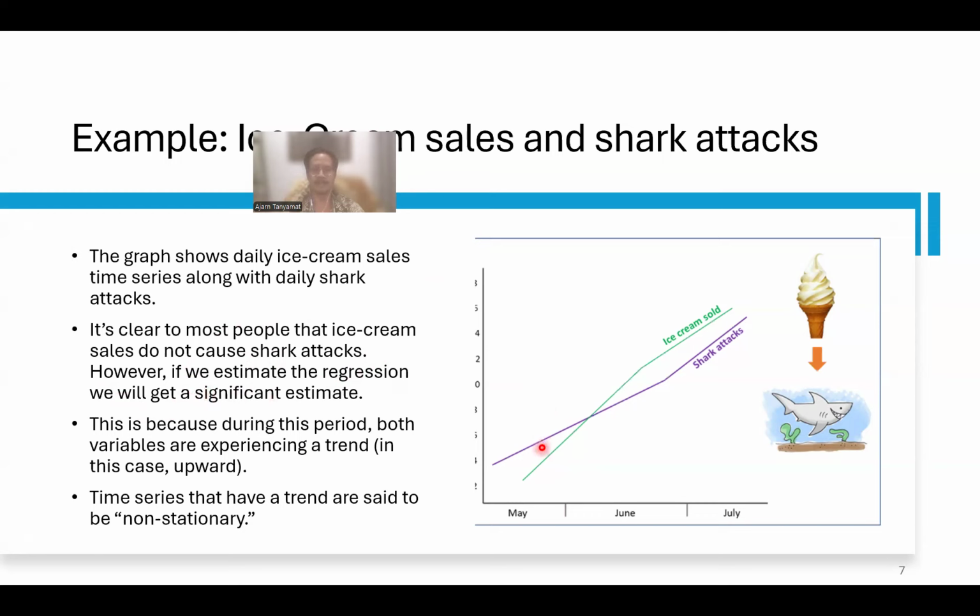Imagine taking these dots, and plotting scatter plots of ice cream sold and shark attacks and estimate a linear regression line. You're going to get a positive effect, right? This is because during this period, both variables are experiencing a trend, in this case, upward trend. Okay? Time series that have a trend, among others, are said to be non-stationary. All right, so that's the key. Spurious regression tend to be caused by non-stationarity. So what we have to look at next is what is stationarity?